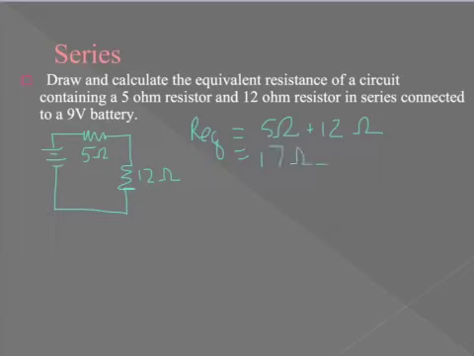Then we draw our new equivalent circuit with one resistor, and I forgot to label the volts, with 17 ohms, and this is our equivalent circuit. So this circuit and this one have the same resistance, even though this one has two resistors and this has one resistor.